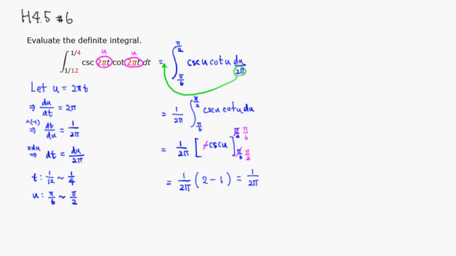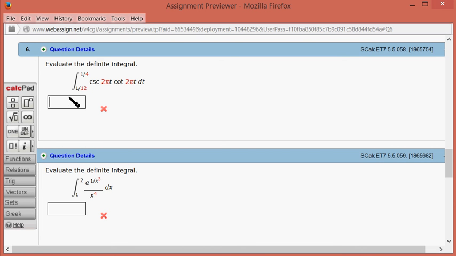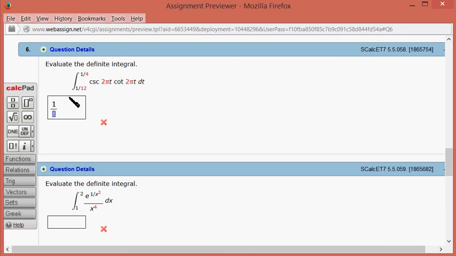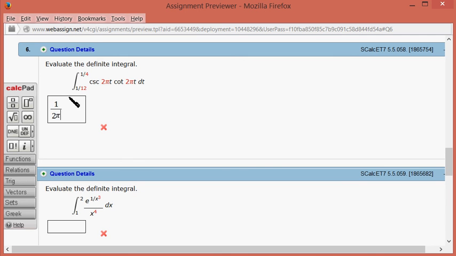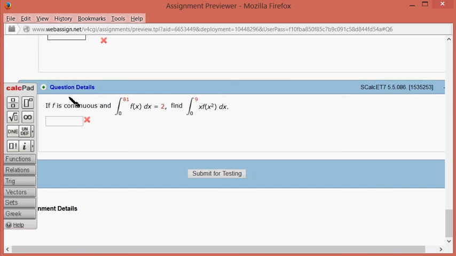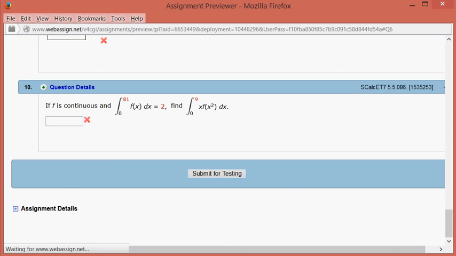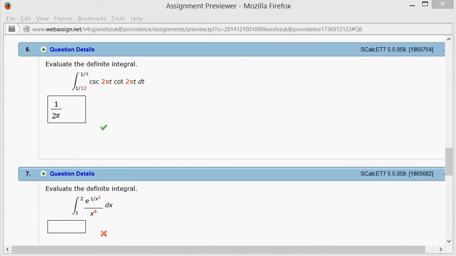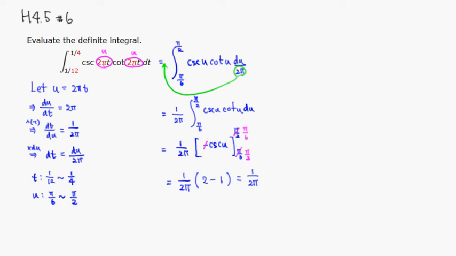So let's type it in. What we got was 1 over 2 pi. So let's submit for testing. Alright, it came back and looks like we got this one correctly. Alright, that's it. I hope that this was clear.